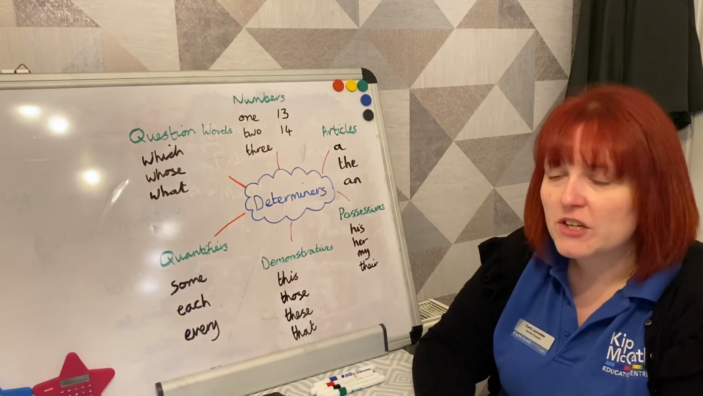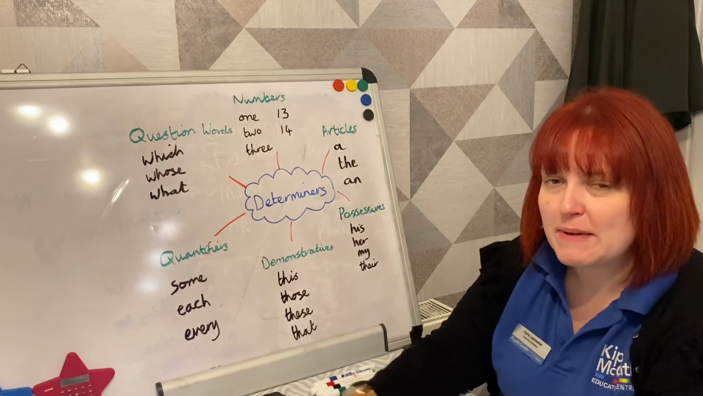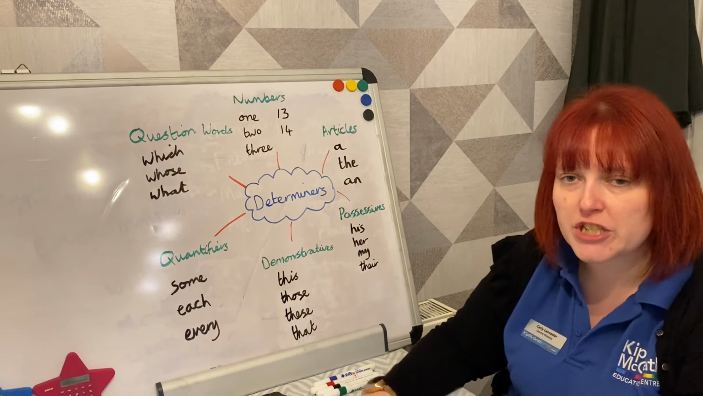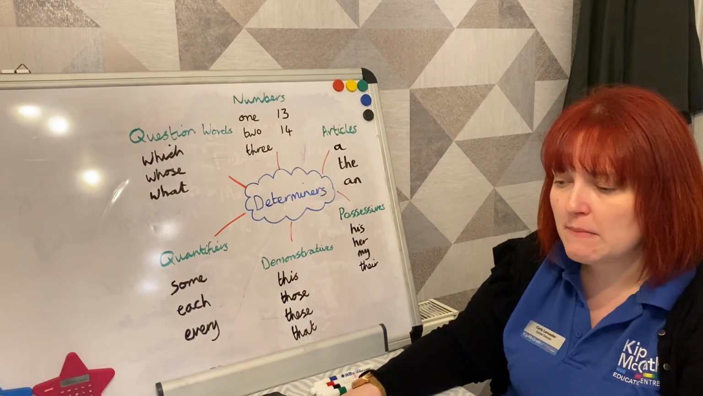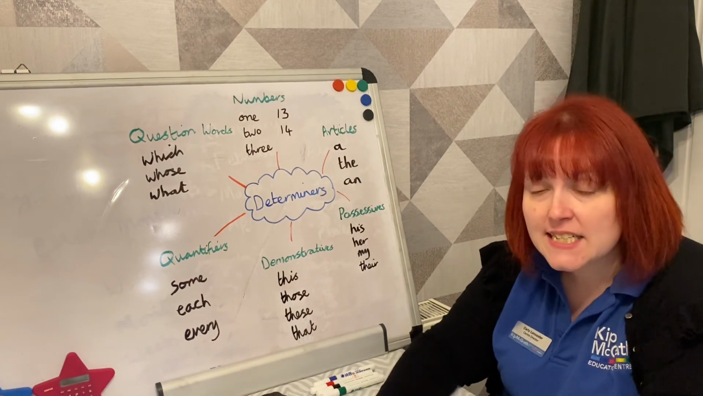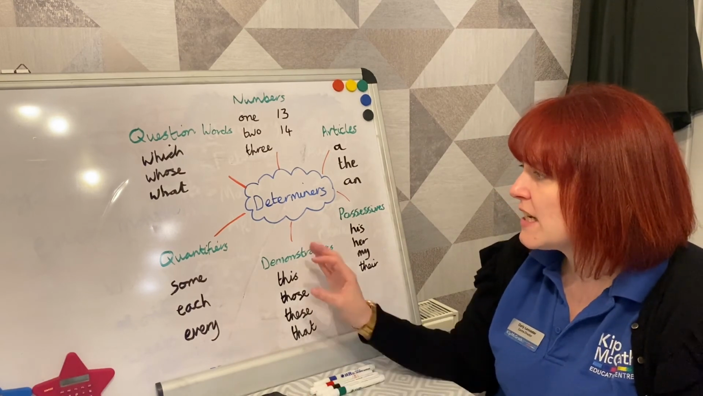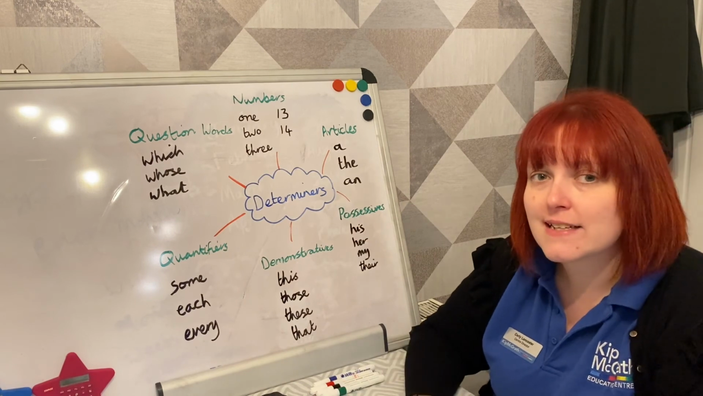So again, we could play a game where we're putting them in different categories. So you might have the categories and get children to write as many as they can for each category. You could have them highlighting as many as they can in a minute in a text. All sorts of different activities like that, just to get them used to finding the determiners in the text.